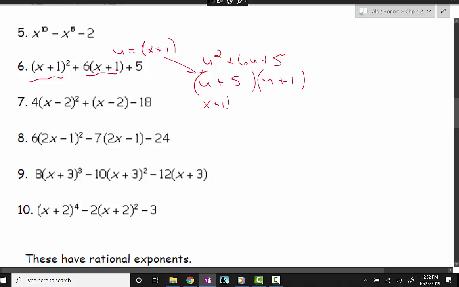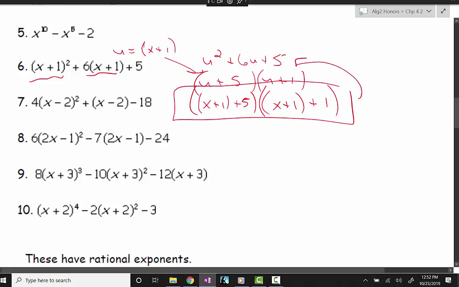So x plus 1 goes in, and then plus 5. Again, we can change this into x plus 6. But today's focus is just knowing that I can take something that looks a little more complicated, make it look like something easier that we have done, and work with it that way.